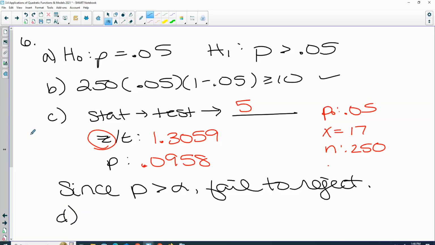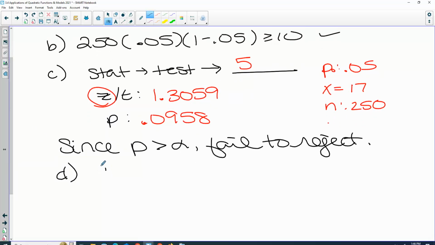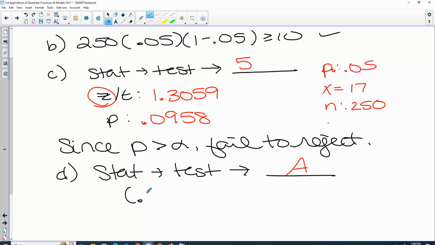Part D, I'm asking you to do a confidence interval to go along with this. So, which one do we go to for the confidence interval? The one proportion Z interval. Okay, everything is in there already, the X, the N. Confidence level, we need to change to 0.99.